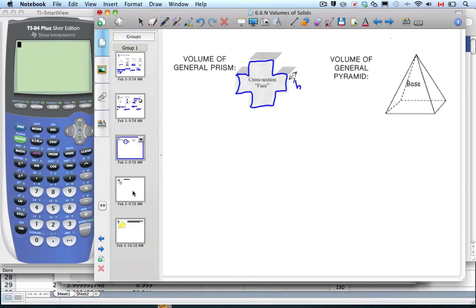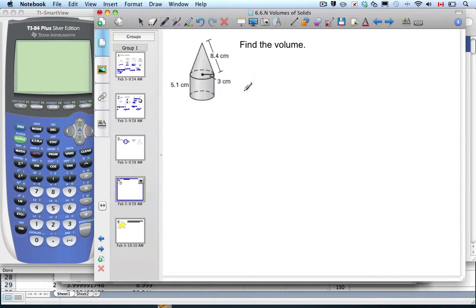All right, let's try an example. Find the volume. It's always easy to break these up into two different shapes. Let's first talk about the cone. We know that the formula for a cone is 1/3 pi r squared, base area pi r squared, times the height.